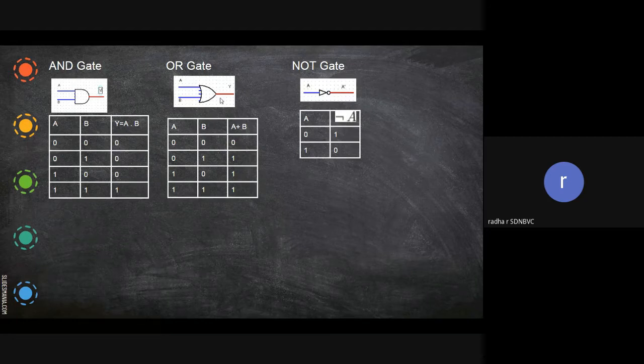Now we come to the OR gate. You can represent the OR gate like this. You draw a curve here, not exactly a triangle, all of these have curves like this, and then the output. Here it has two inputs because we have two variables; three variables would mean three inputs. This is used for adding, and we call it an OR gate. So 0 plus 0 is 0. Both are 0, you get output 0. This is y equal to a plus b.